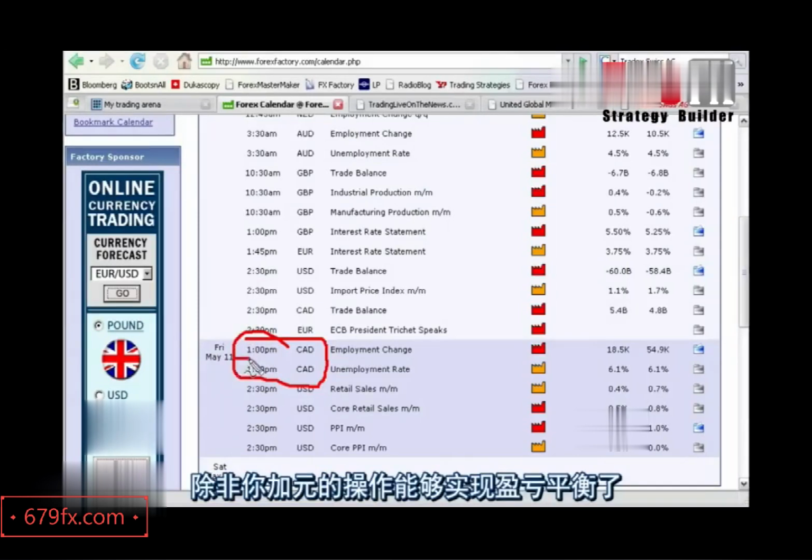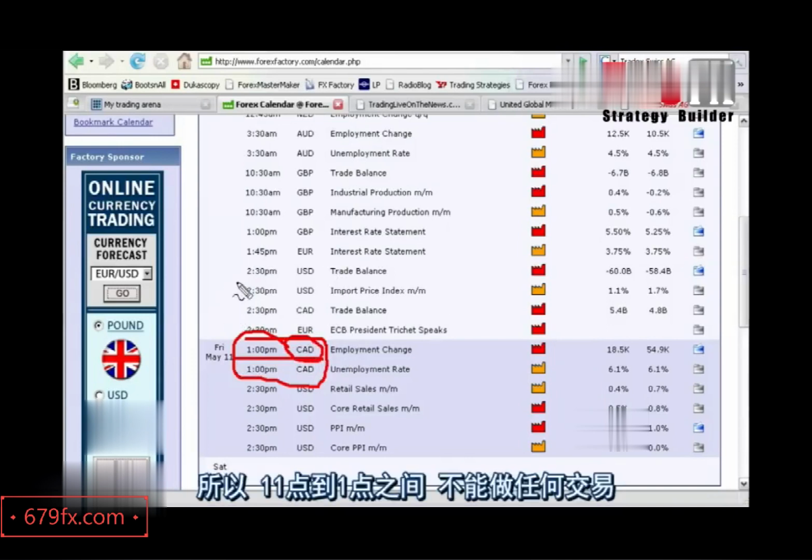unless the stop is moved to break even on the Canadian dollar currency pair, which was the Euro Canadian dollar. We are not to take any trade from 11 a.m. onwards until half past 1 p.m.